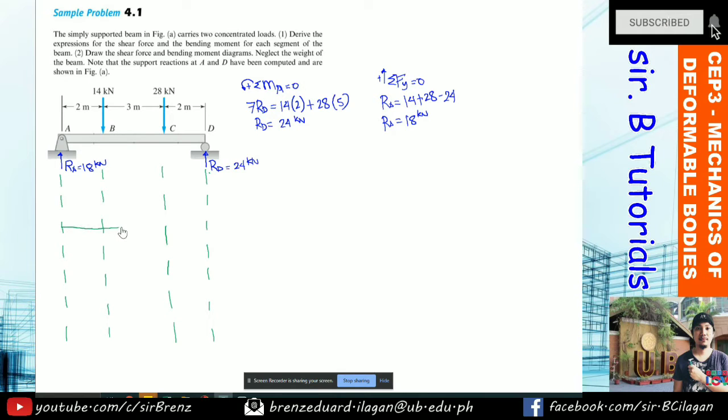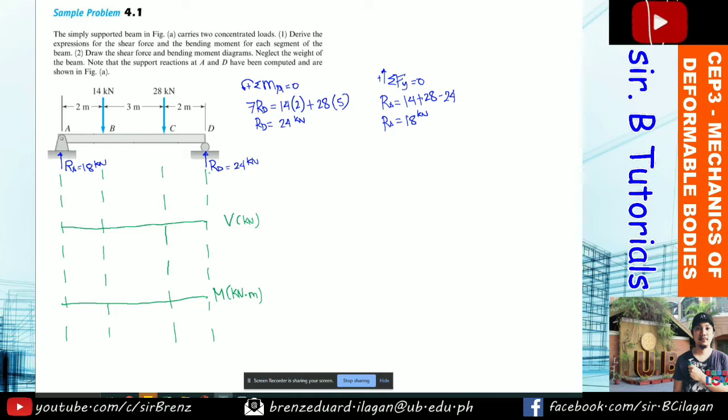Okay, so this is for the shear diagram. Again, i-denote natin siya ng V, and the unit of this is kilonewton. And for the moment, so ang unit natin ng moment is kilonewton meter. So ito naman is not limited lang dito since ito is in SI. So ito yung unit na gagamitin natin.